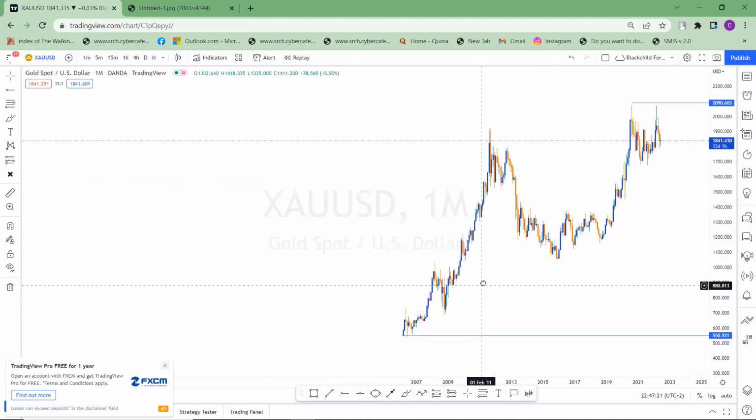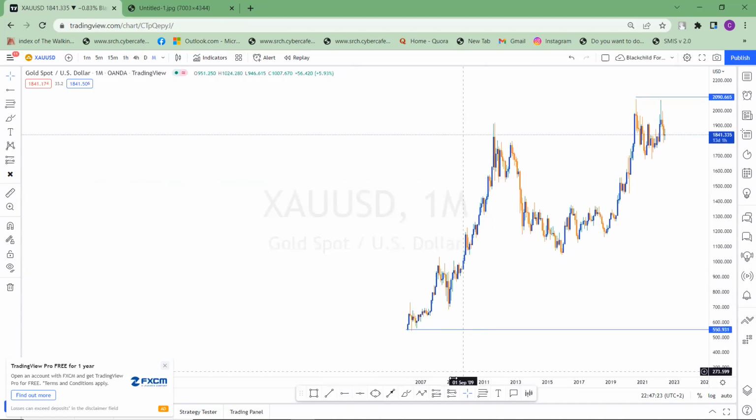So there is always this principle of demand and supply, right? Demand and supply is what moves the market. When demand is very high, the price of the commodity goes up. When supply is very high, the price of the commodity goes down.